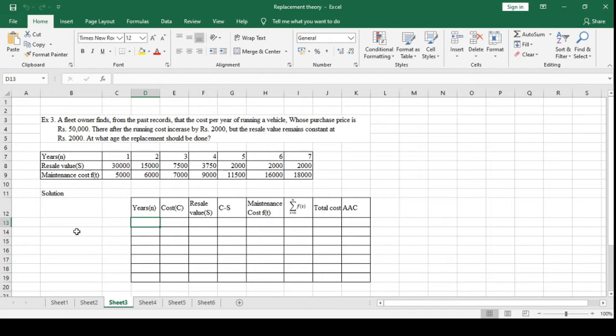First of all we will write down the years, that is 1, 2, 3, 4, 5, 6 and 7. Then we have the cost, which is already given to us. Cost is your purchase price, rupees 50,000, and this 50,000 will remain constant throughout the 7 years. So we need to write down 50,000 in each and every row.